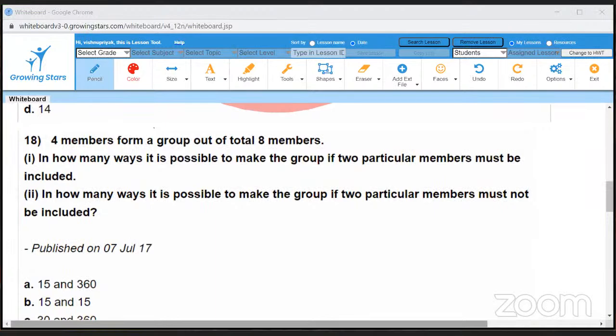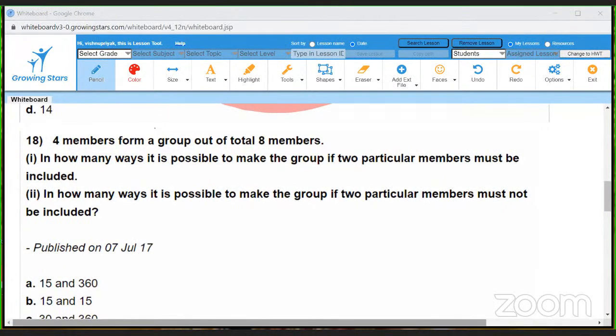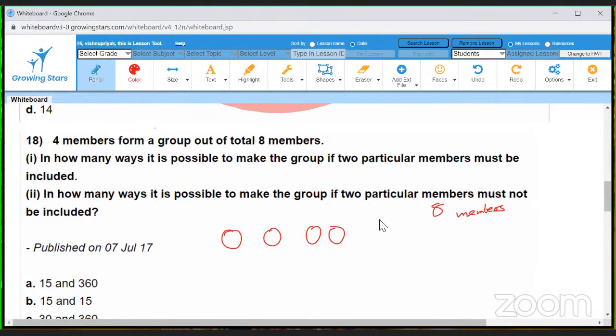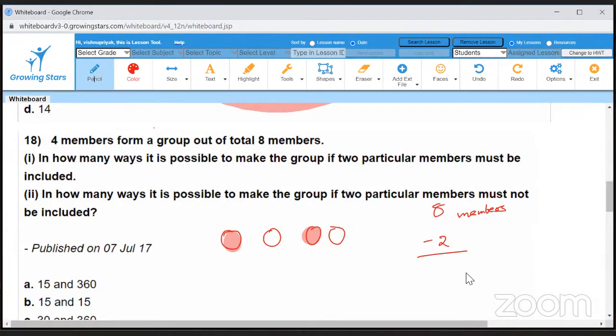If you take the first way, 2 particular members are compulsorily included. We have to select 4 members, and a total of 8 members are there. So 2 particular members are included. That means 2 people will go and already sit. So if 2 people go, 8 minus 2, now 6 members are there.